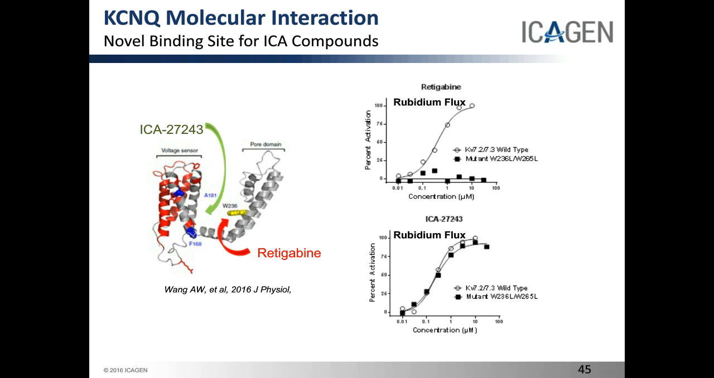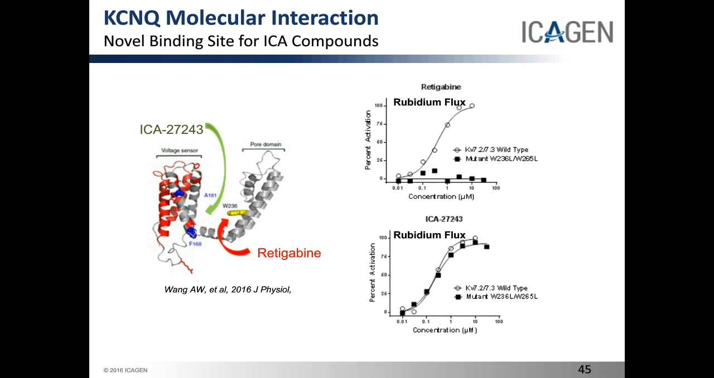That is shown on the top as a % activation versus concentration of the compound. So Reticle Beam is affected greatly by this mutation. However, when we repeated the same experiments using ICA 27243, we found that compound was not affected by the mutations, suggesting that it had a second binding site away from the previously identified Reticle Beam binding site.